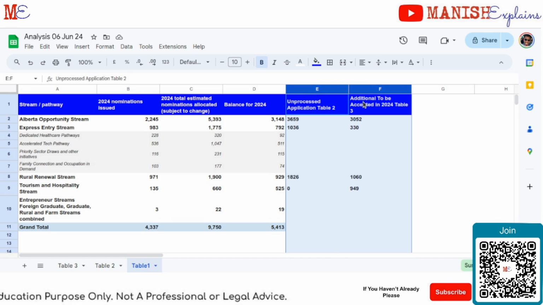I hope this gives you some clarity on the application part, the difference between the number of applications and the number of nominations. Those two are quite different. That is the point I want to drive home.